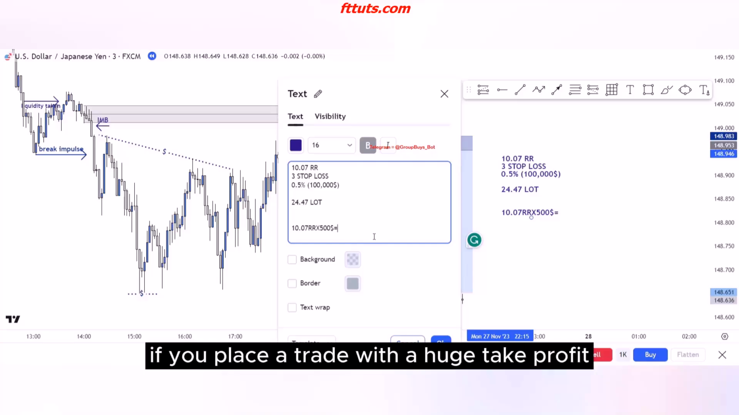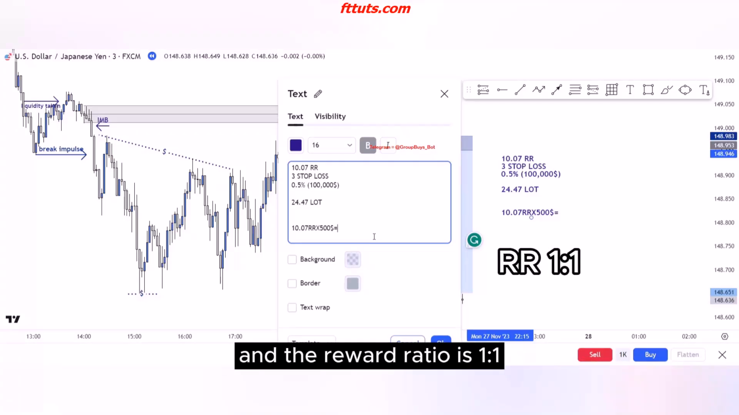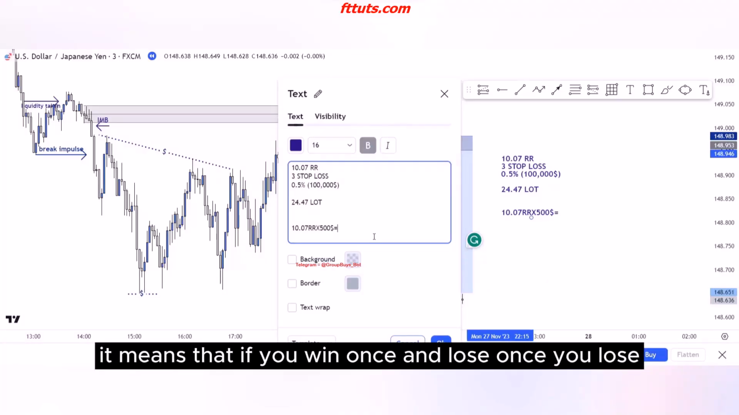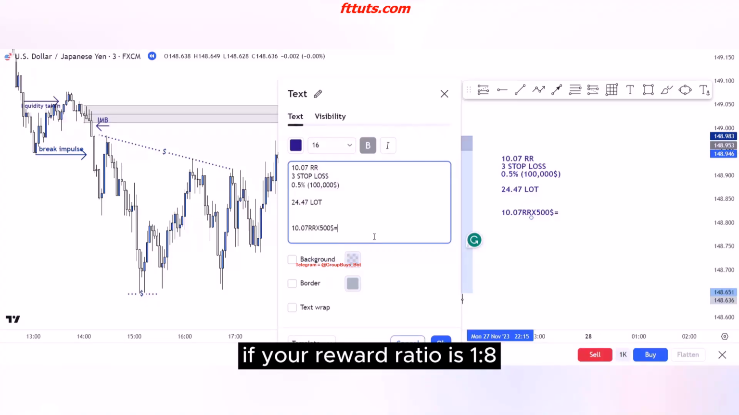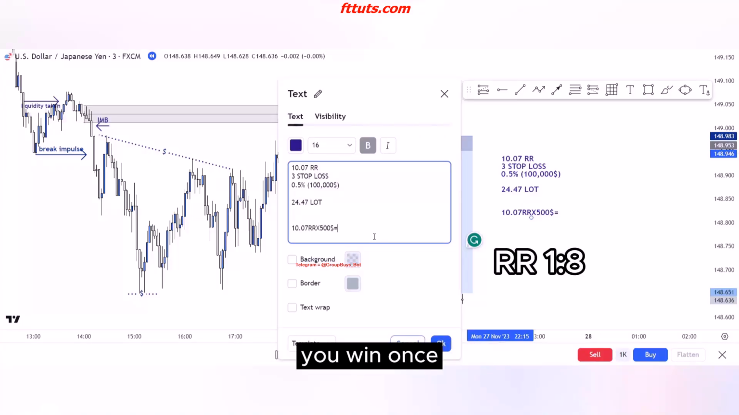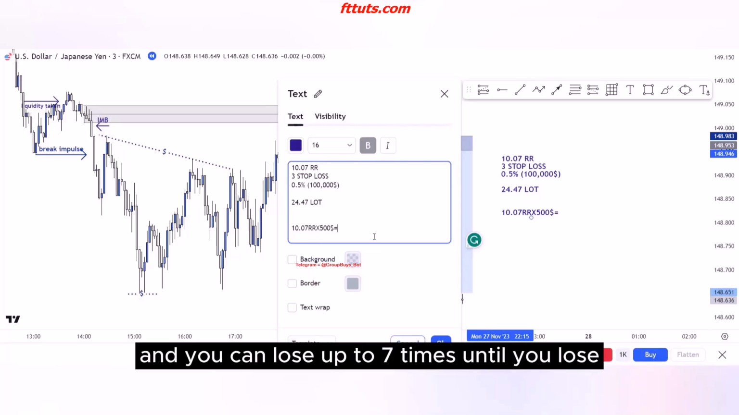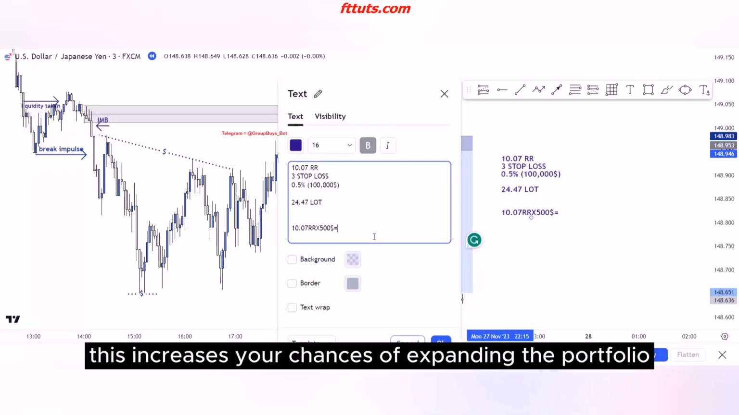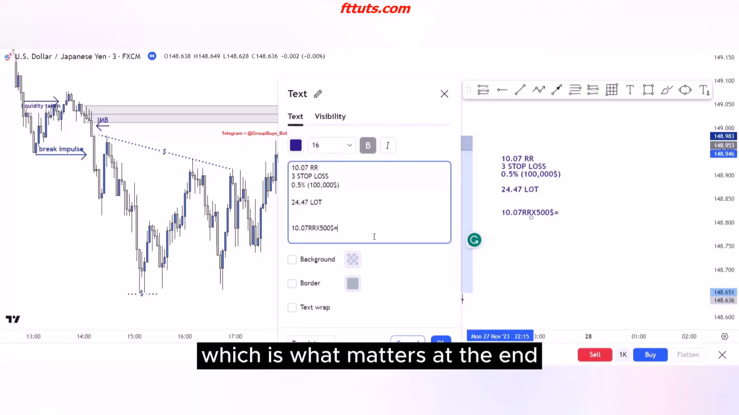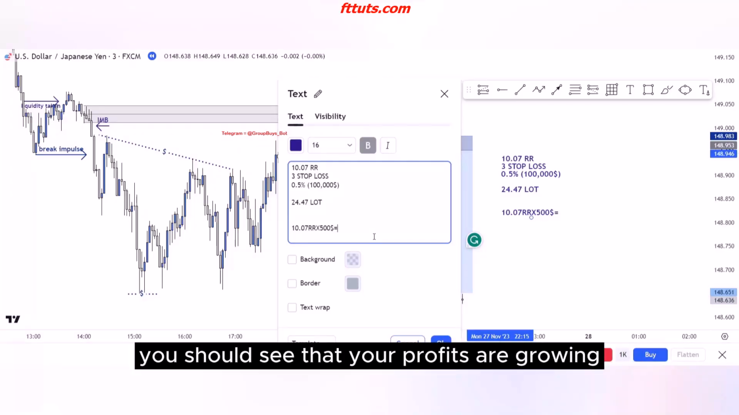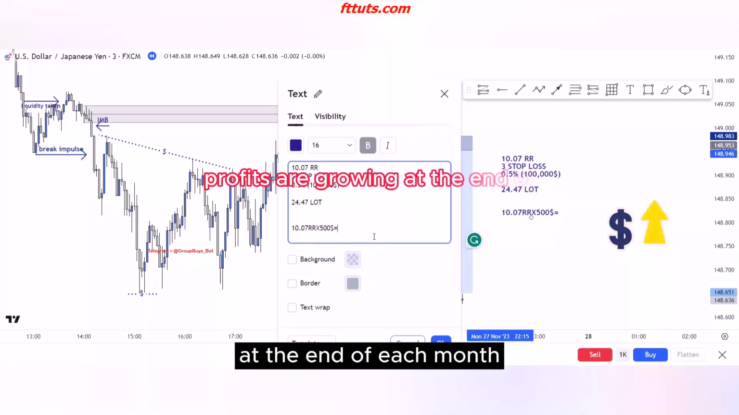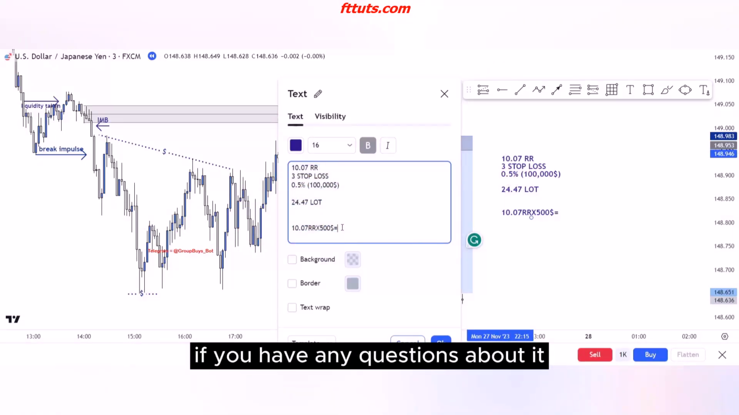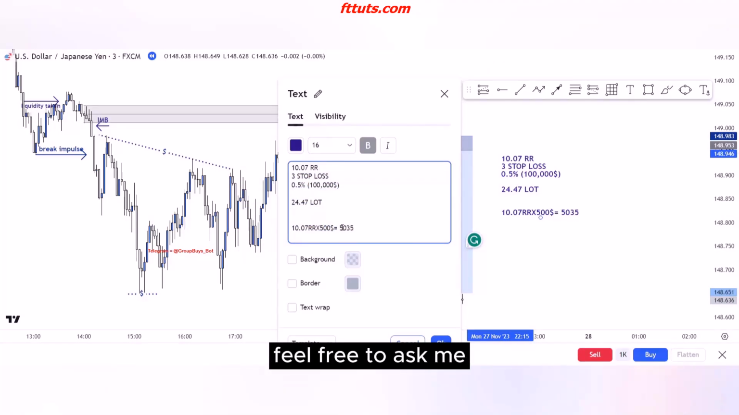For example, if you place a trade with a huge take profit and the reward ratio is 1-to-1, it means that if you win once and lose once, you lose. On the other hand, if your reward ratio is 1-to-8, you win once and you can lose up to 7 times until you lose. This increases your chances of expanding the portfolio, which is what matters at the end. You should see that your profits are growing at the end of each month. If you have any questions about it, feel free to ask me.